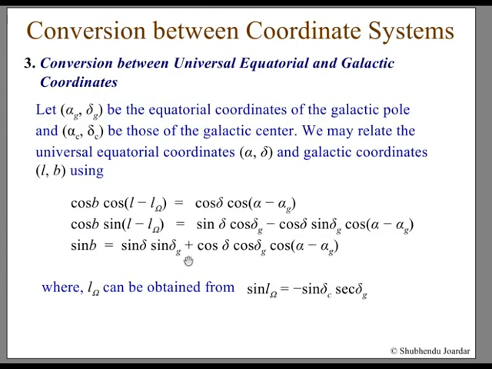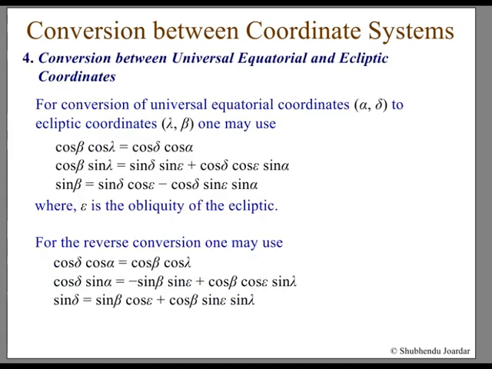Now again here you have conversion between universal equatorial and galactic coordinates, and I'll just read this one. There is not much explanation to be done in this. Let alpha g and delta g be the equatorial coordinates of the galactic pole, and alpha c and delta c be those of the galactic center. We may relate the universal equatorial coordinates alpha and delta and the galactic coordinates l and b, galactic longitude and galactic latitude, using these relations. And here you can see I have used l omega, which can be obtained from this sine. So this is just a matter of substitution. I'll go to the next one.